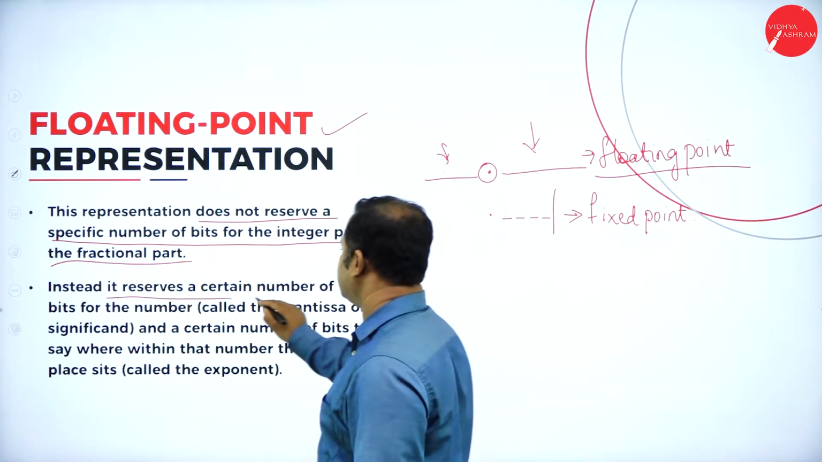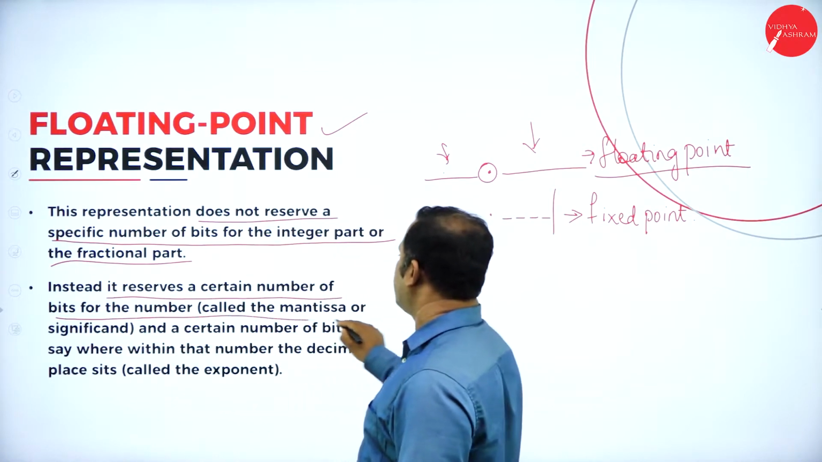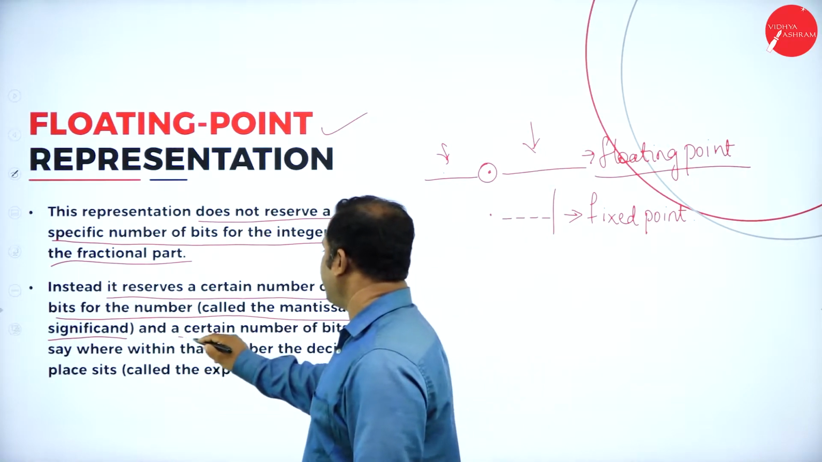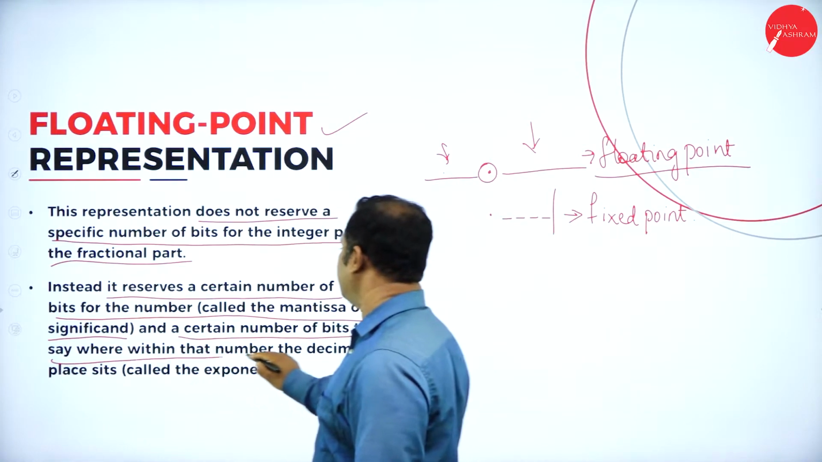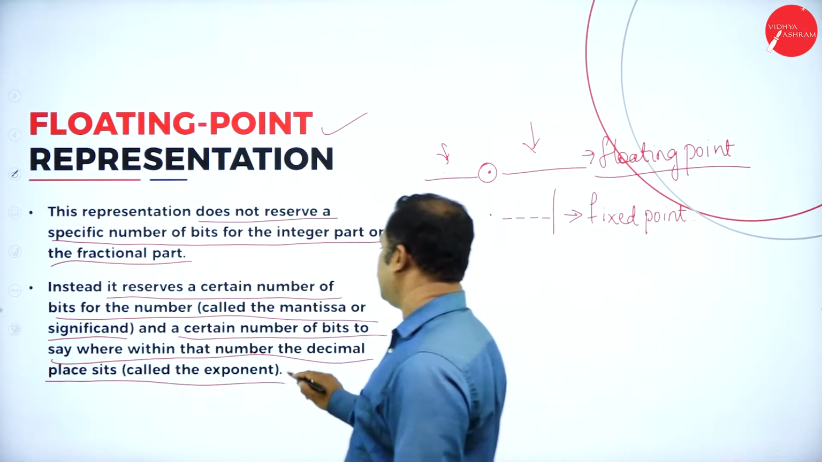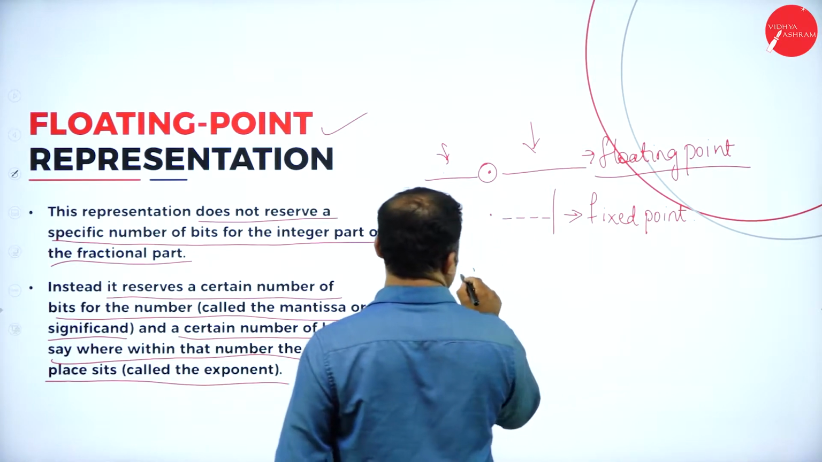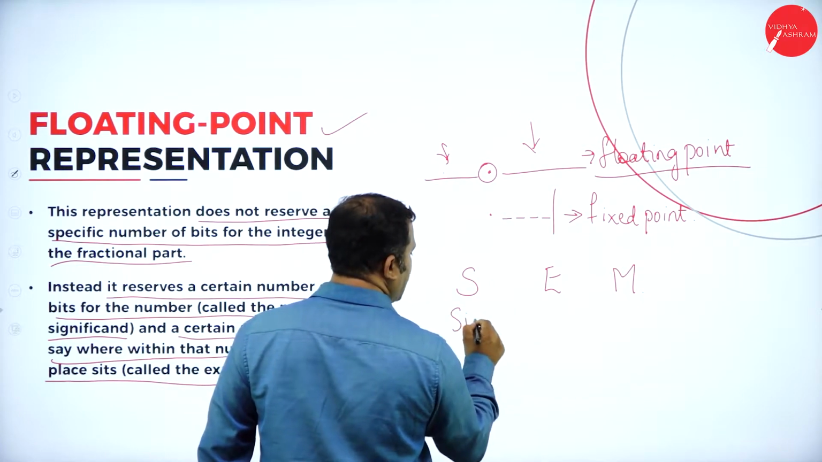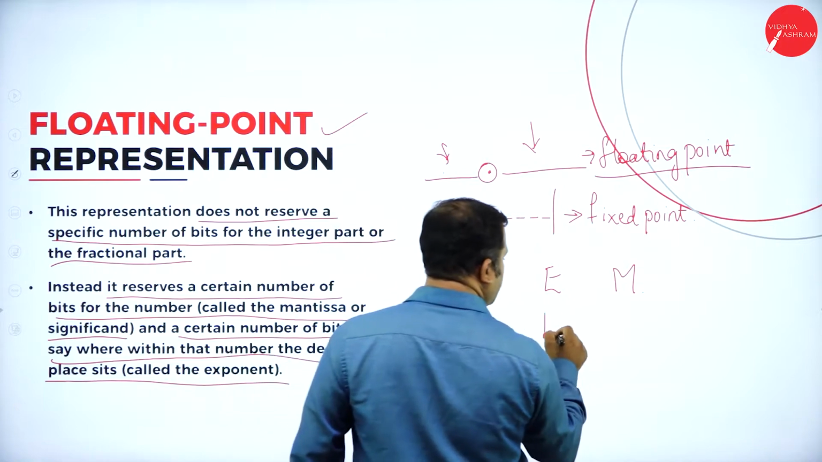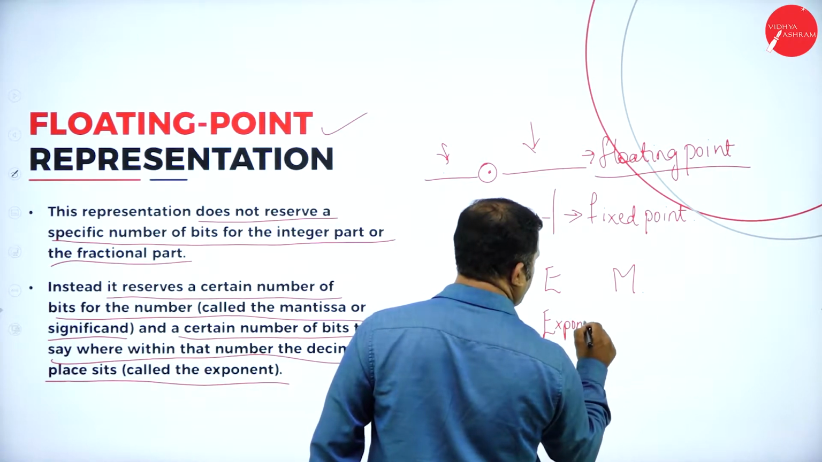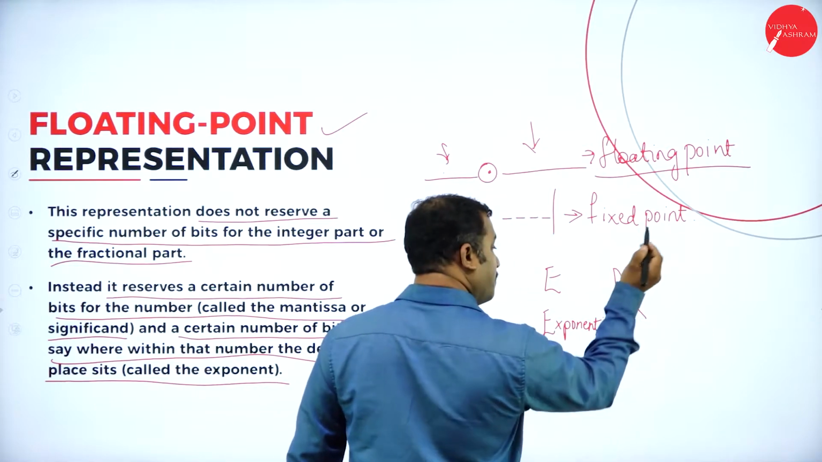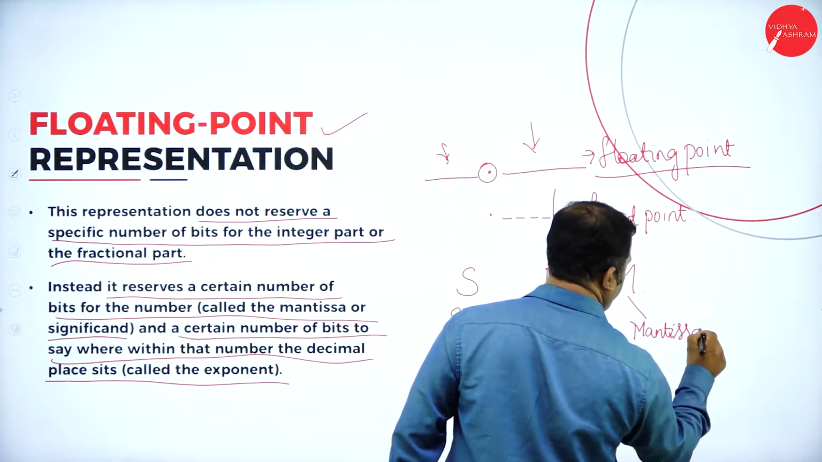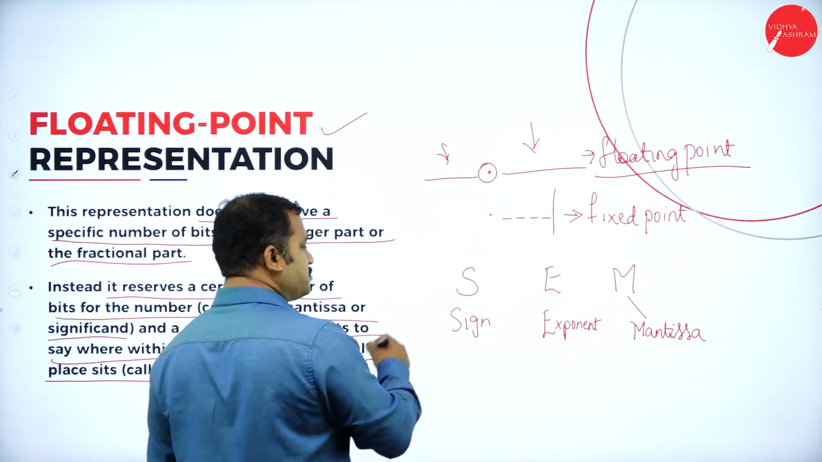Instead, it reserves a certain number of bits for the number called the mantissa or significand, and a certain number of bits to say where within that number the decimal place sits, called the exponent. Let me call this SEM, where S stands for sign, E stands for exponent, M stands for mantissa. So we have these types of fields here.